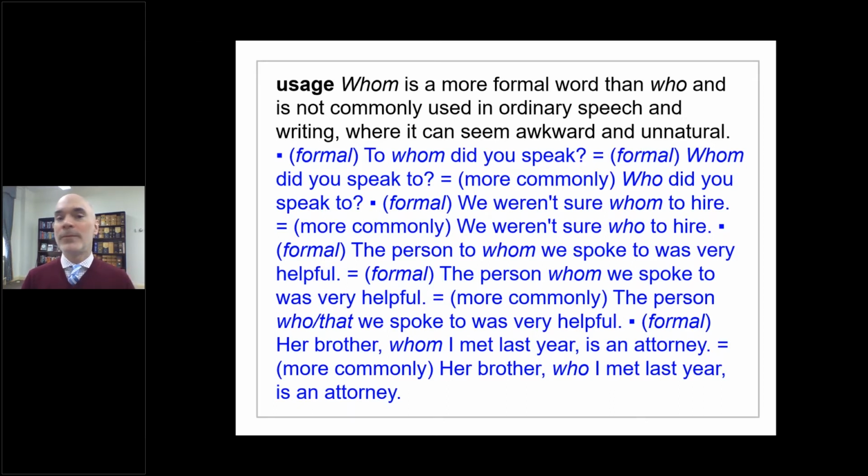For whom. By whom. With whom. At whom. The whom form, the object form, follows the preposition. And those are cases in which more people do still use whom.